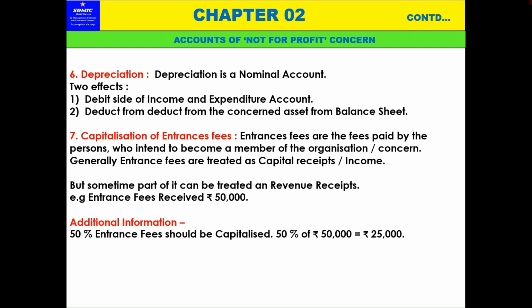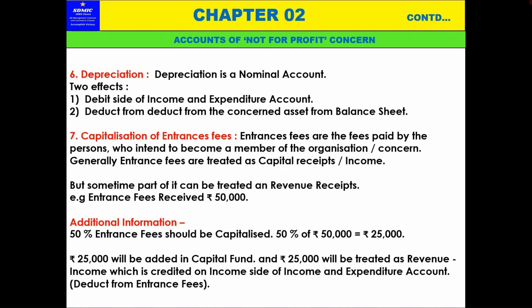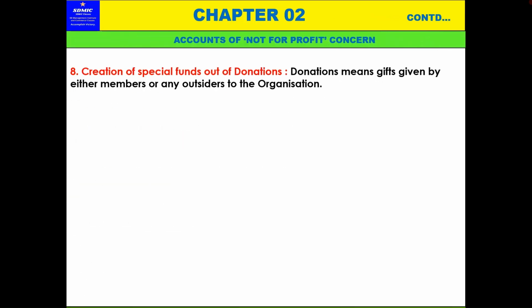Additional information given: 50% of entrance fees should be capitalized, and 50% of 50,000 is equal to 25,000. So here rupees 25,000 will be added to the capital fund, and rupees 25,000 will be treated as revenue income, which is credited to the income and expenditure account. Total entrance fees received 50,000, less capitalized, that is transfer to capital fund 25,000, and the balance 25,000 will be credited to the income and expenditure account. It's simple. It is not complicated. Very, very simple.